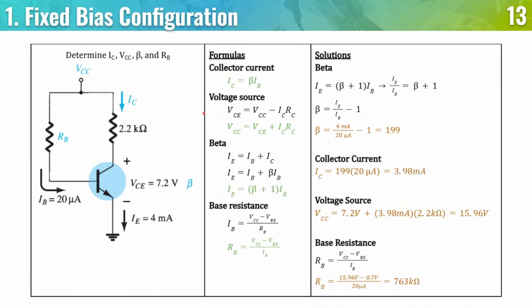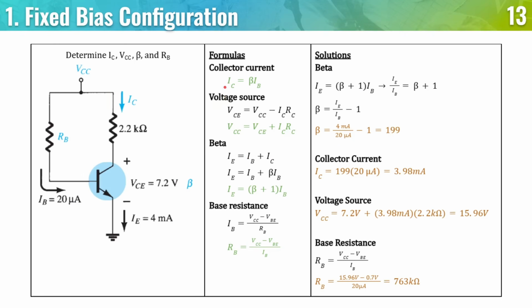So now we have another one. We are to determine IC, VCC, beta, and RB. So this is still a fixed bias configuration. So let's practice setting up our formulas before we do the solutions. So for the collector current, we know that IC is equal to beta times IB. However, beta is not given. So obviously, we have to solve for beta first.